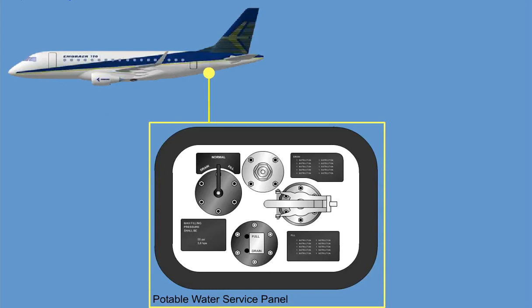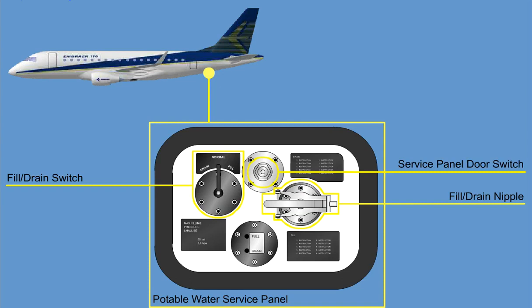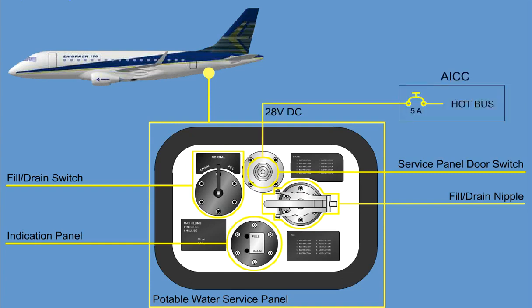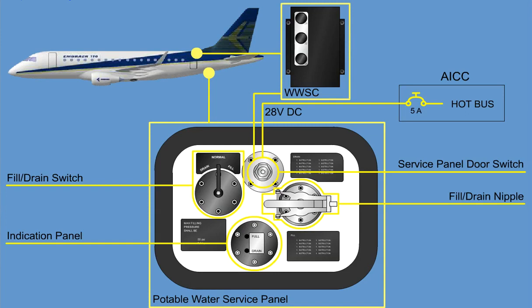The potable water service panel is located on the aft left-hand side of the fuselage. The panel contains the fill-drain nipple, fill-drain switch, service panel door switch, and indication panel. The door switch of the water service panel is used to connect 28 volt DC from the hot battery bus to the water and waste system controller during ground servicing when no aircraft power or ground power is available.